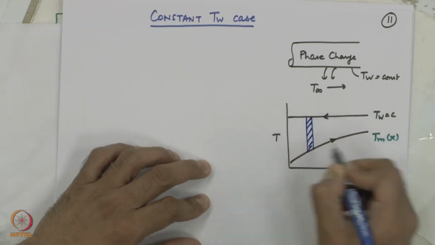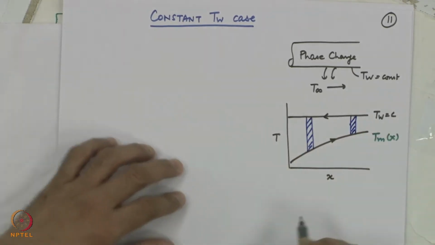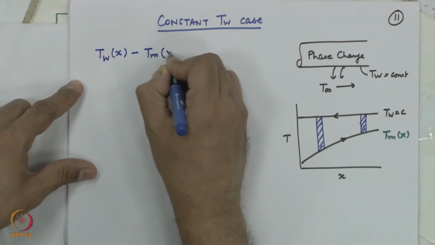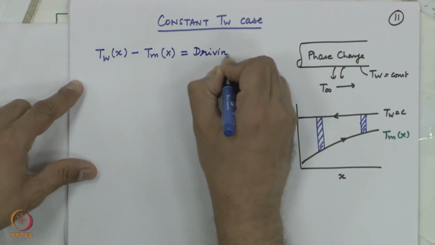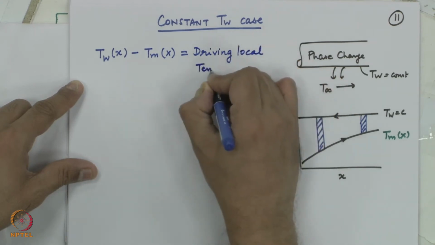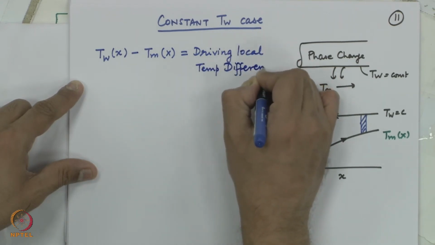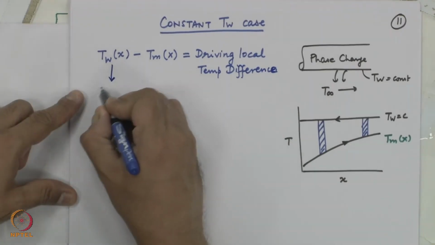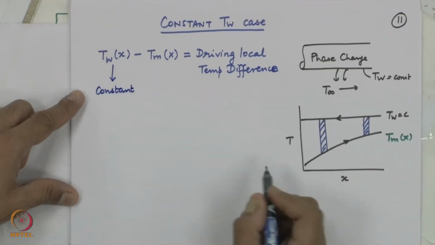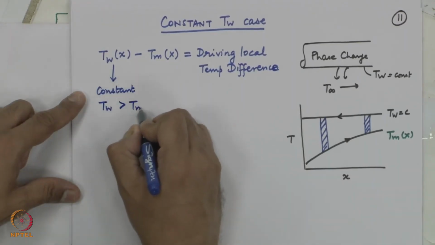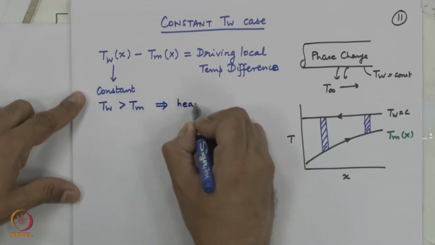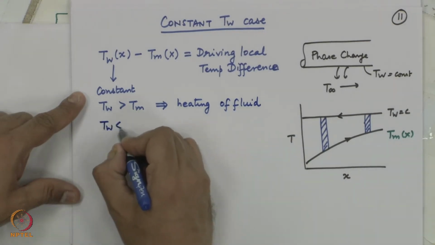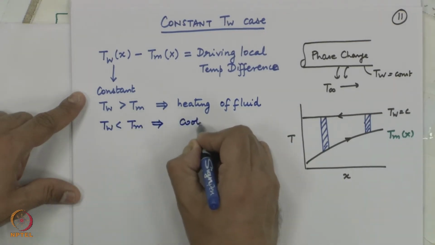So, what I am trying to say here is this is the local driving temperature difference. T wall local minus T bulk mean local is the driving local temperature difference necessary for heat transfer to occur. What is this? This is constant. If T wall is greater than T bulk mean, it implies heating of fluid. If T wall is less than T bulk mean, it implies cooling of fluid.